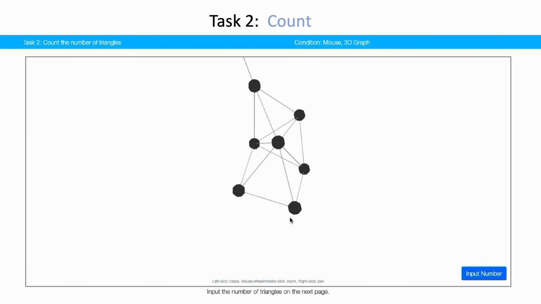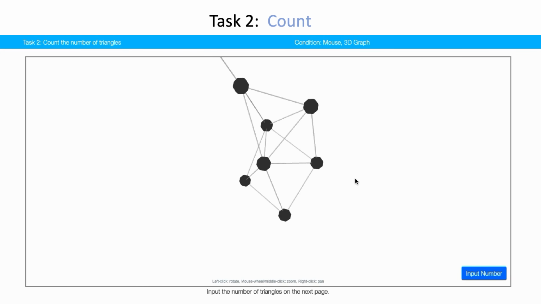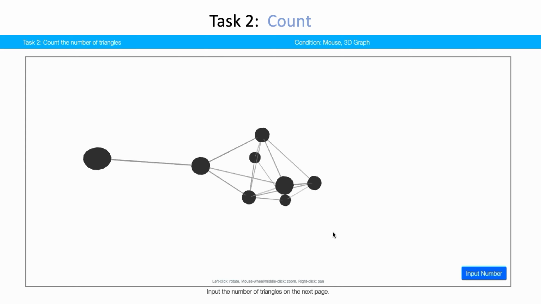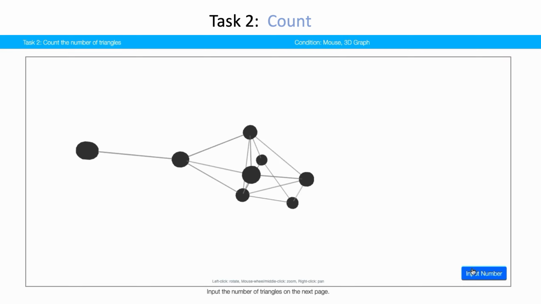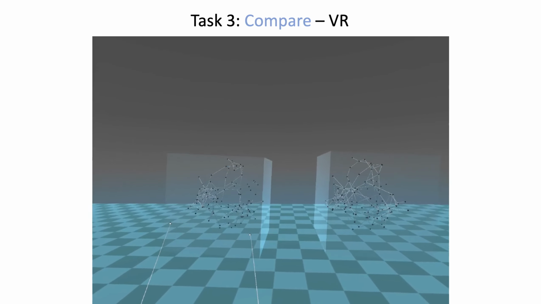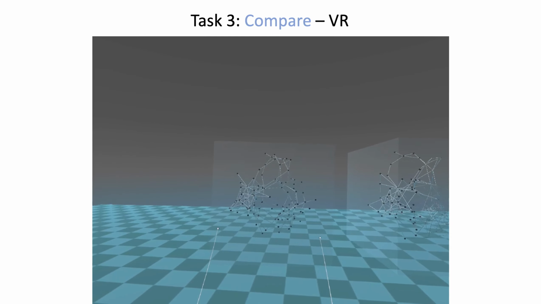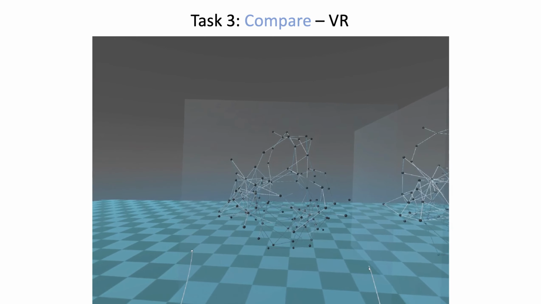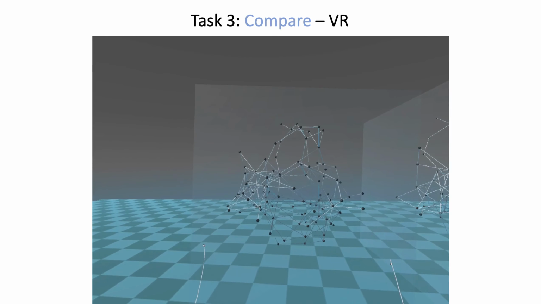In the second task, Count, participants counted the number of triangles in the graph, which required them to iterate over the entire graph. And in the third task, Compare, participants compared 2 nearly identical diagrams and identified the 4 missing nodes in the left graph.